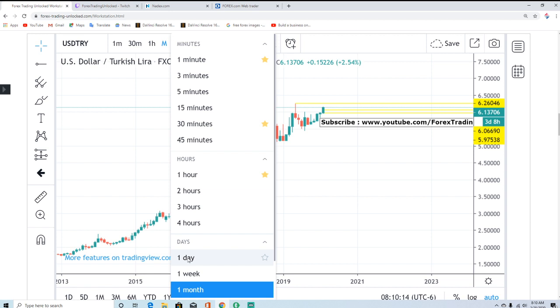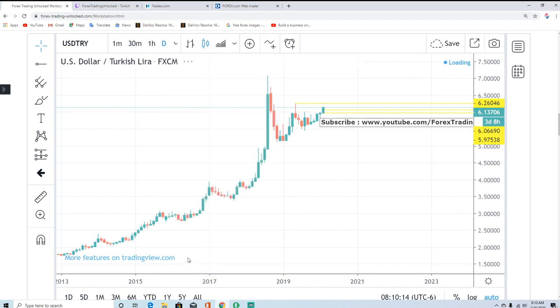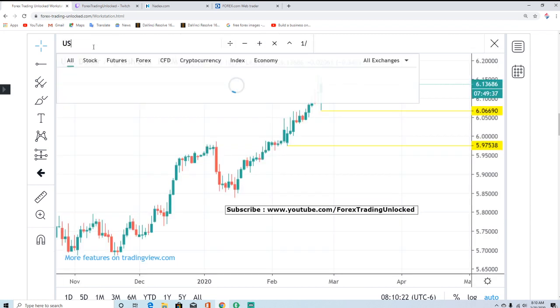But now we're going to get back to something a little more commonsensical for the rest of the trading community. So let's go to the U.S. dollar Mexican peso.